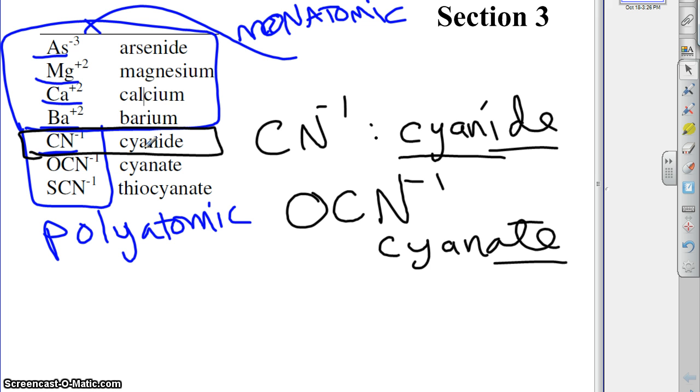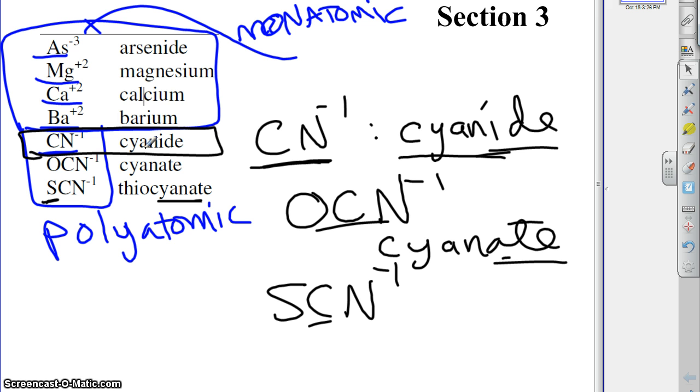But this last one, thiocyanate, is a little confusing because it doesn't have oxygen, but it has this other thing. It has sulfur in it instead. Well, how do you remember it's the ending? So basically, cyanide is the simple one. The one with only two elements is cyanide. Both of these end in ate, but this one has a beginning. It's thiocyanate. And how do you know that it's thio?